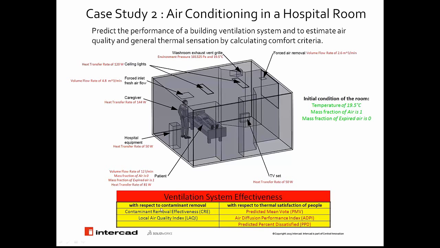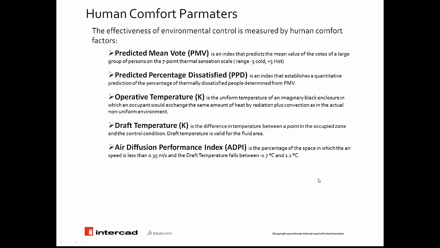The parameters with respect to contaminant removal include contaminant removal effectiveness, or CRE, and local air quality index, which is LAQI. There are also some parameters for the thermal satisfaction of the people inside the room, such as PMV, predicted mean vote, air diffusion performance index, ADPI, and predicted percent dissatisfied, which is PPD. Alright, having a closer look at the definitions of the human comfort parameters.